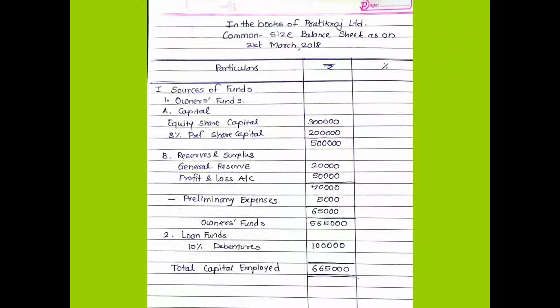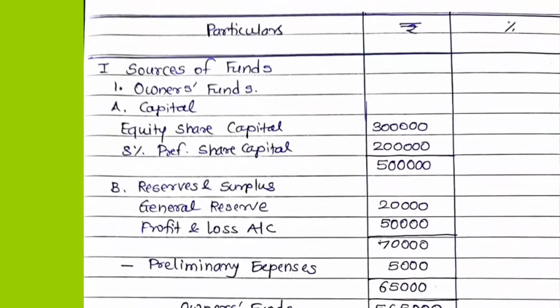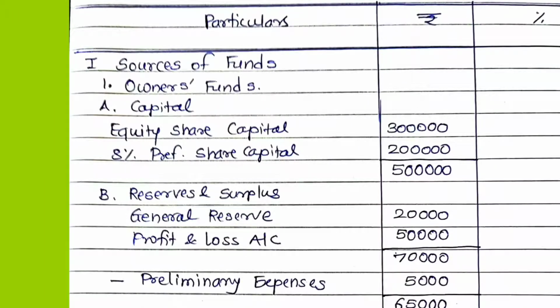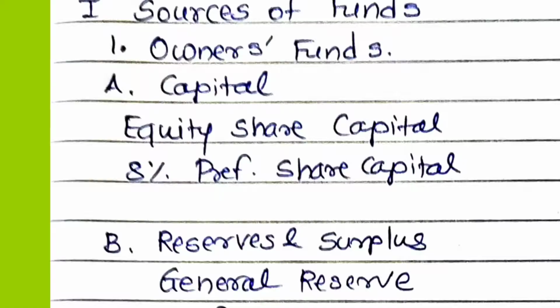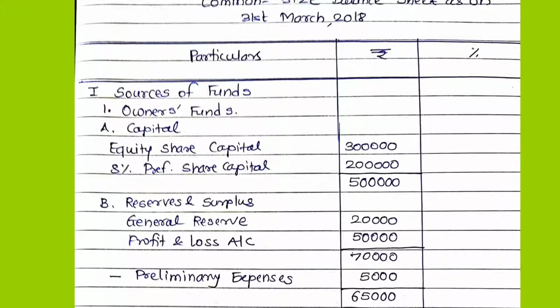So in the vertical balance sheet, I have started from the sources of funds, that is from the liabilities side, or you can write equity and liabilities, or you can just write liabilities. This is the first section of the balance sheet. In the first part, owners' funds, the first item A is capital, and in capital two types of capital are there: equity share capital and preference share capital. So equity share capital is rupees 3 lakh and preference share capital is 2 lakh. So total share capital is 5 lakh.